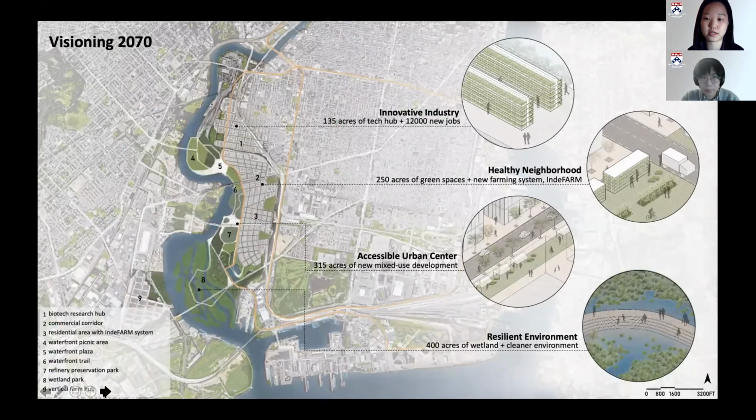So we are envisioning that in 2070, the site will be a vigorous and healthy urban center that serves the surrounding neighborhoods while making Philadelphia a resilient city. The vision includes a hub of innovative industry with more than 12,000 new jobs, healthier neighborhoods with an indie farm system, an accessible new urban center with mixed-use development, and wetland and waterfront park dealing with pollution and future climate change. Next slide.